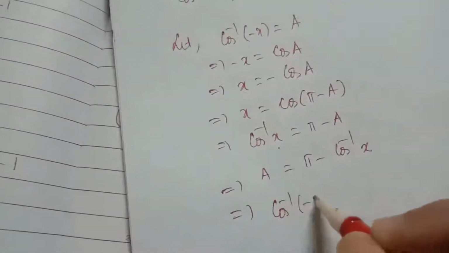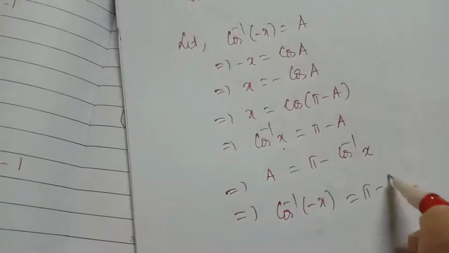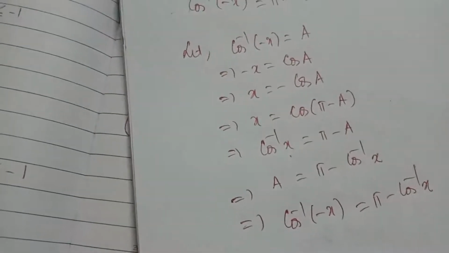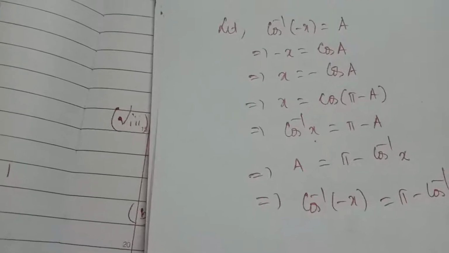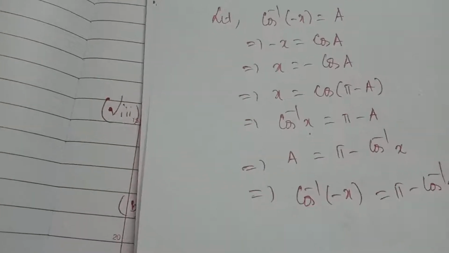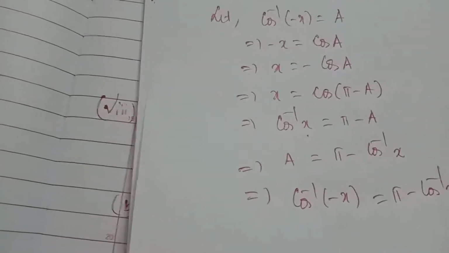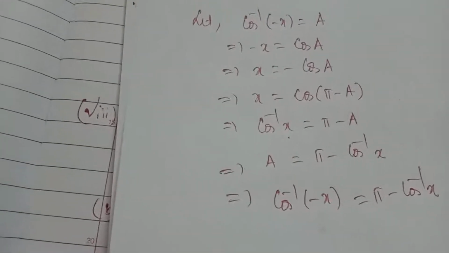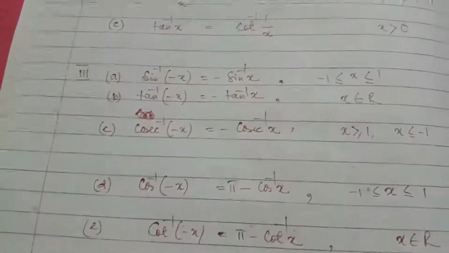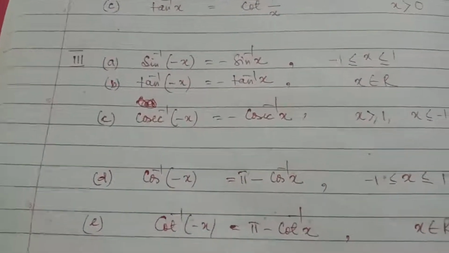Cos inverse of minus x is pi minus cos inverse of x. So this is the proof. Similarly, we can prove other results also, but remember, proof is not important, but the theorem you have to remember. You have to remember all the results and apply them in sums. Okay, so these are 6 important properties.